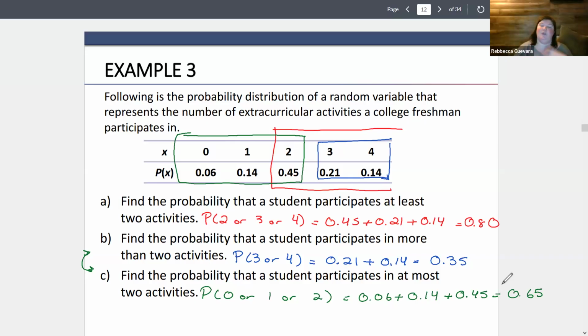So just like I said, be careful with the wording, because sometimes it's telling you what you're including. If I say at least 2 activities, that means the lowest I can have is 2. If I say at most 2 activities, that means the most I can have is 2. If I say more than 2, then 2 is not going to be included.